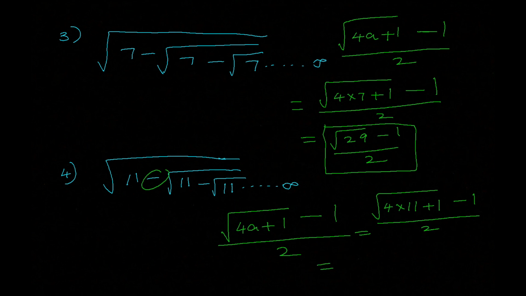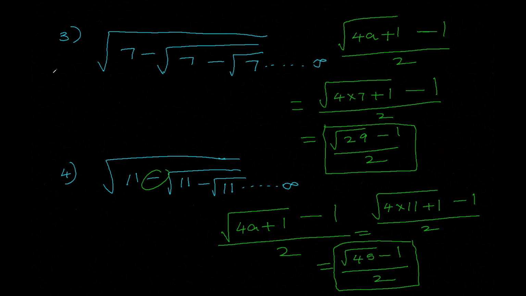Now 4 11s are 44. 44 plus 1, 45. Square root of 45 minus 1 divided by 2. So this is the final answer, students.